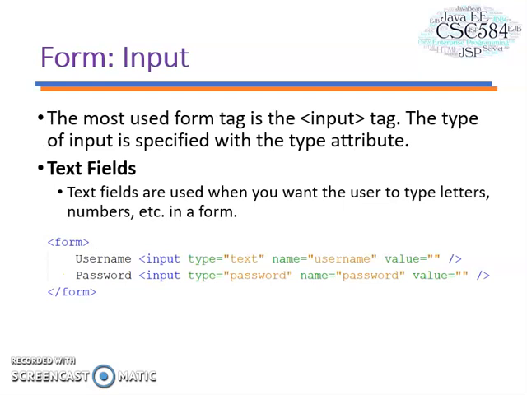HTML uses the input tag frequently to process input from forms. The type of input is specified with the type attribute. For example, we use text fields when you want the user to type letters and numbers in a form.